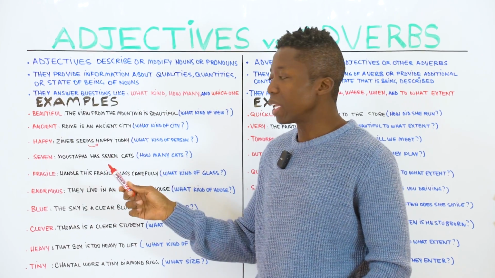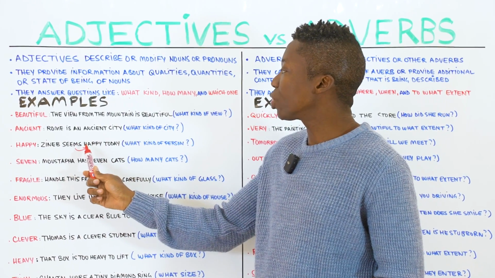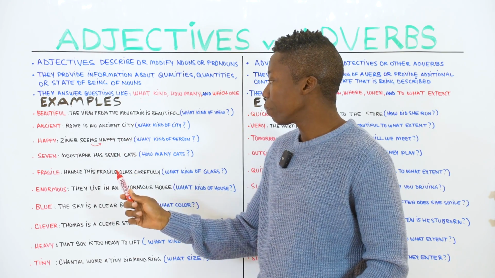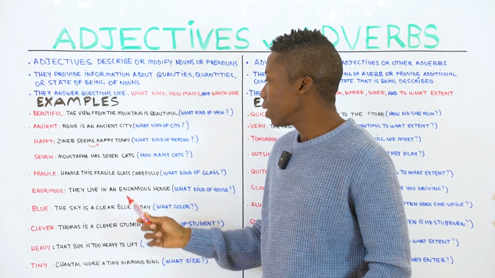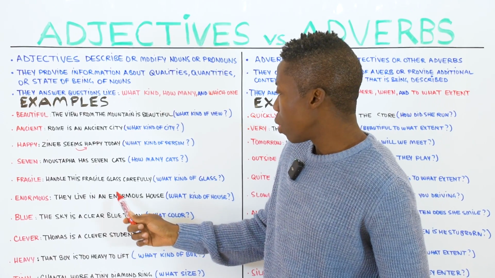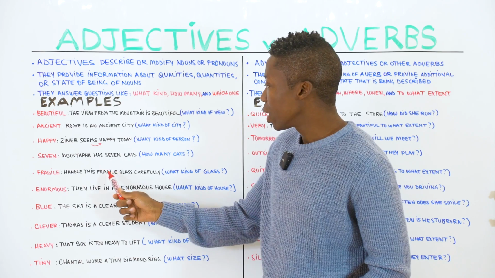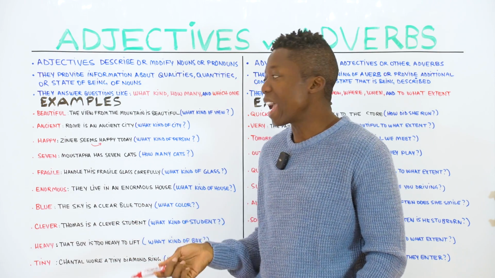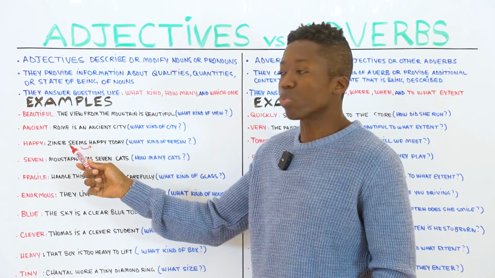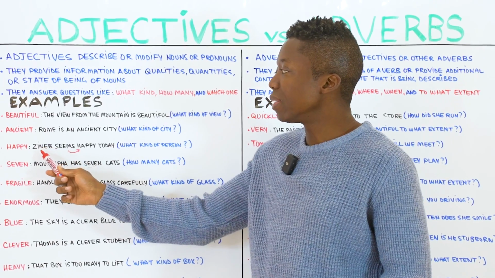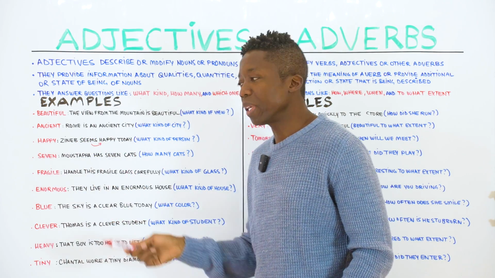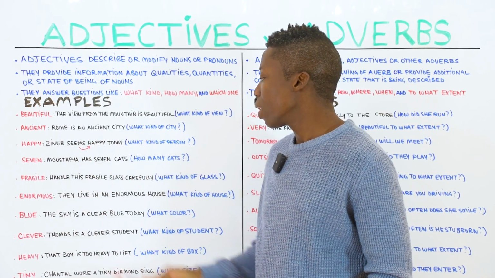So, generally, adjectives are placed right before the noun. So, for example, ancient city, right? 7 cats. For example, fragile glass, right? So right before the noun because it is modifying the noun. But we can also place it right after the verb. Zineb seems happy. She seems happy, right? It's right after the verb.